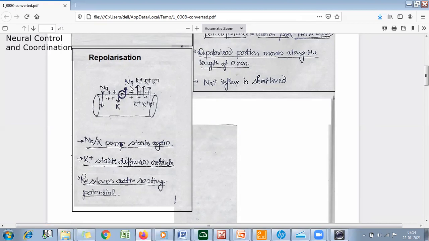Resumption means the sodium potassium pump will be started again. So what will happen again? The potassium will be brought inside, and whatever sodium was there inside the axon will be thrown out, and potassium starts diffusion outside, and restores the resting potential.